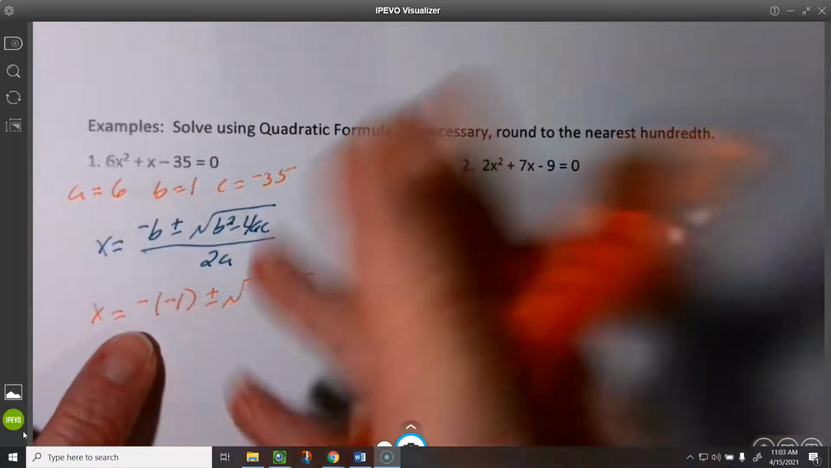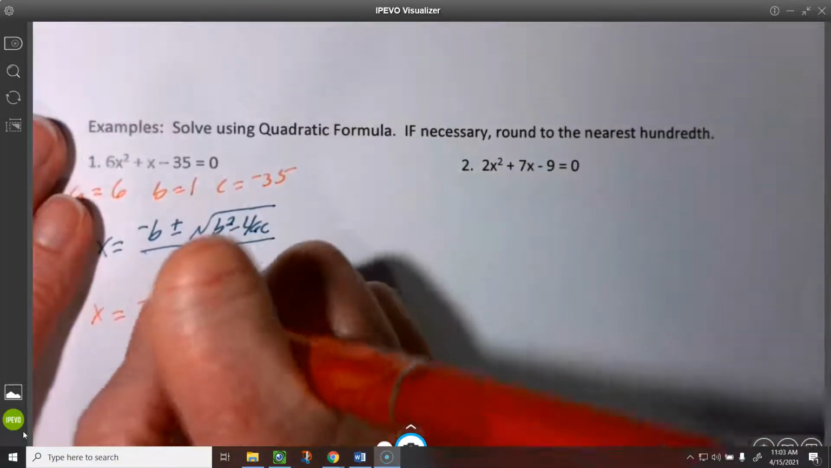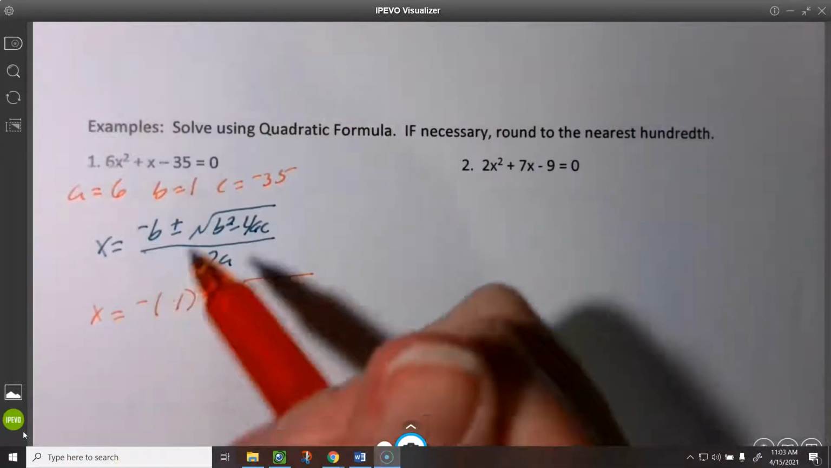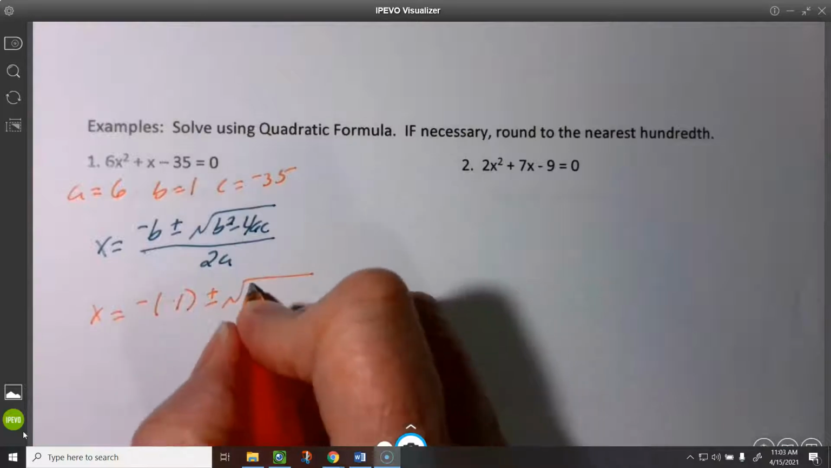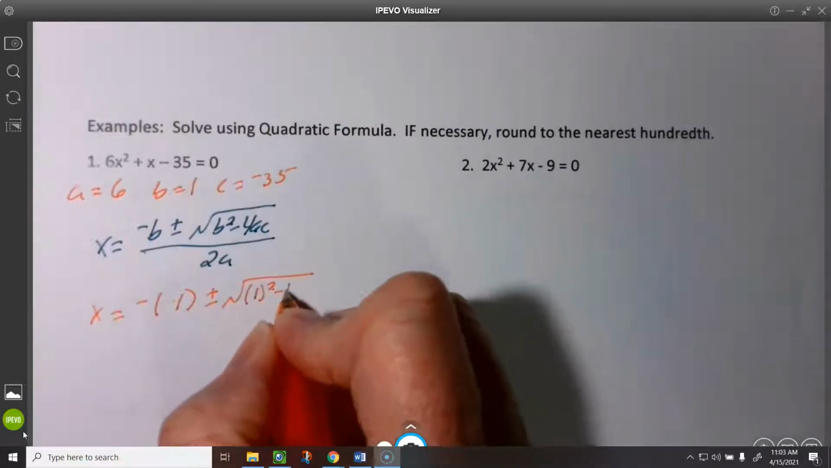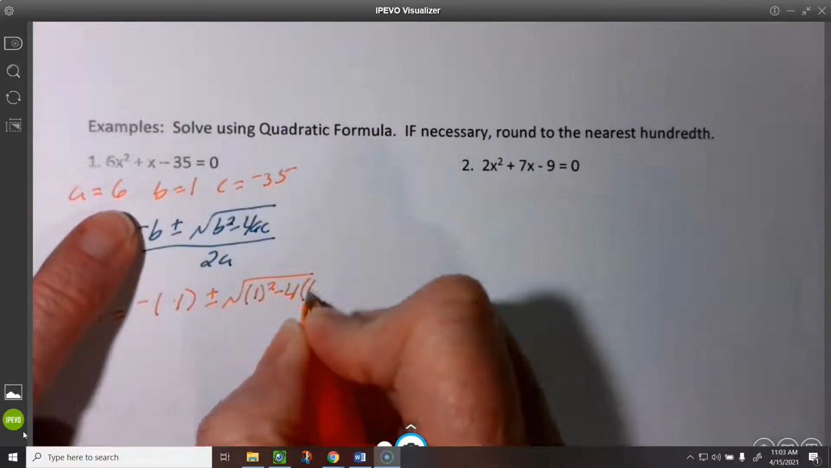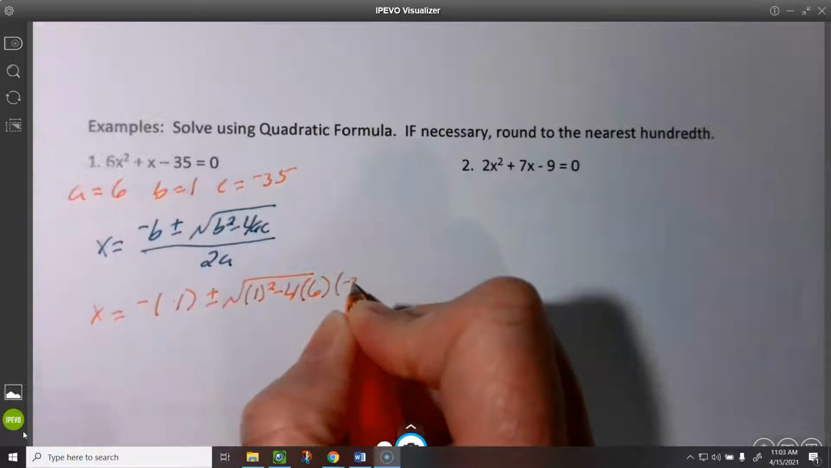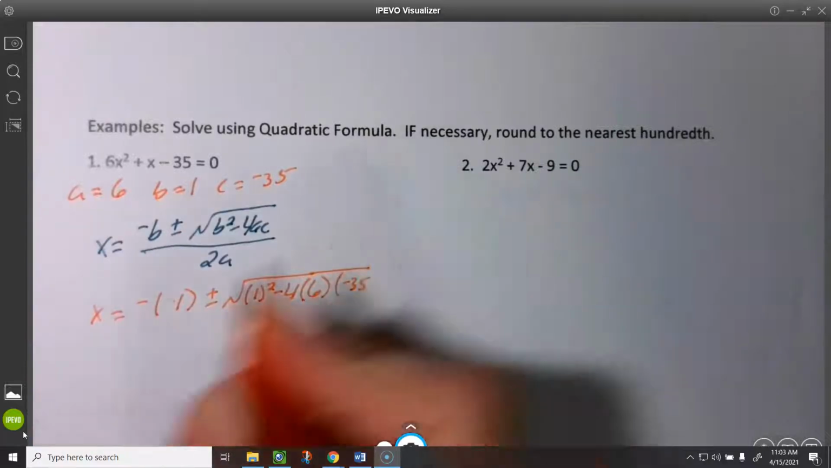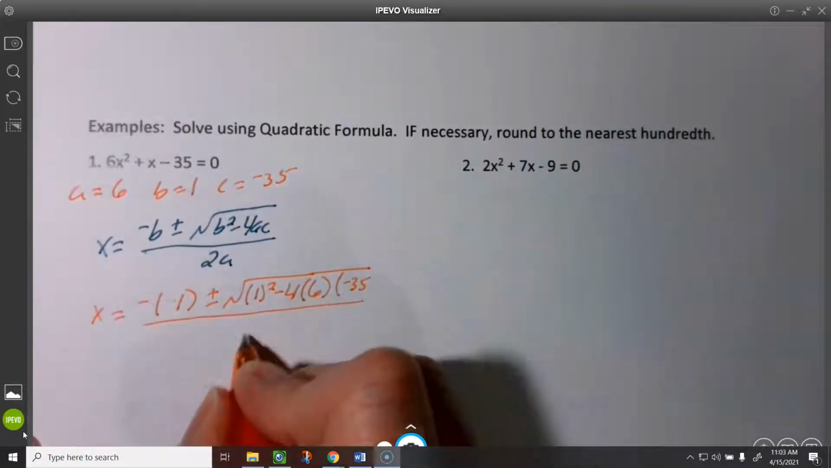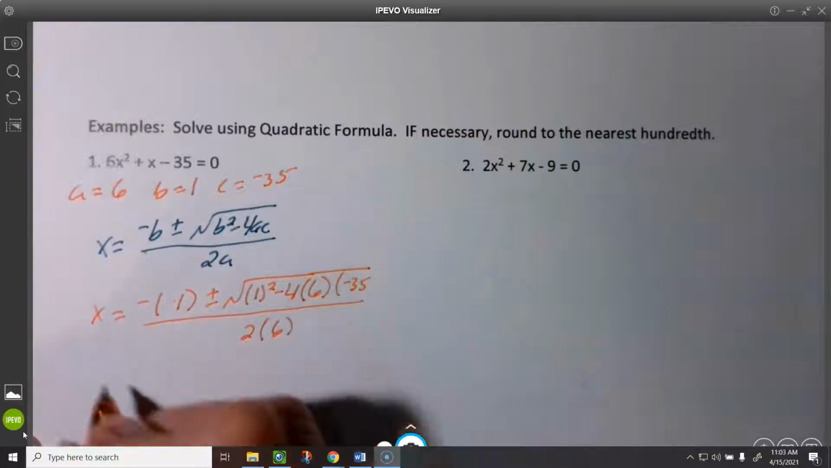So negative, b is just 1. Just plug in a 1. Okay? And then b squared, that's 1 squared, minus 4 times a, which is 6, and c, which is negative 35. And that needs to all be under the radical, all over 2 times a.